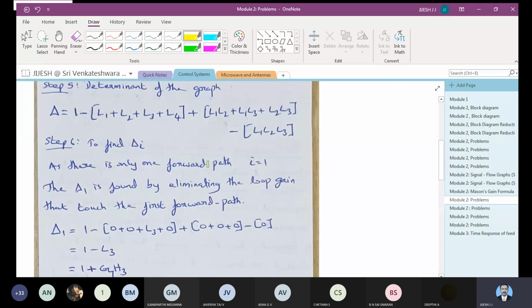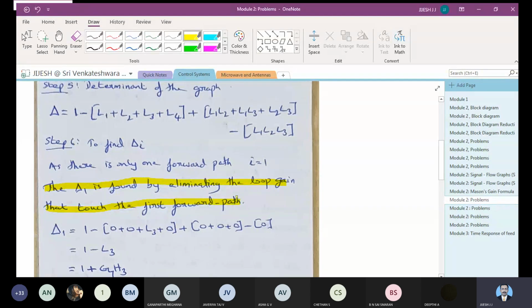As there is only one forward path, I is equal to 1. So we have only delta 1. Otherwise, we would have had further delta 1, delta 2 and all those things. So here only delta 1 is there. The delta 1 is found by eliminating the loop gain that touches the first forward path. Understand this, read it two or three times. Read the sentence carefully.